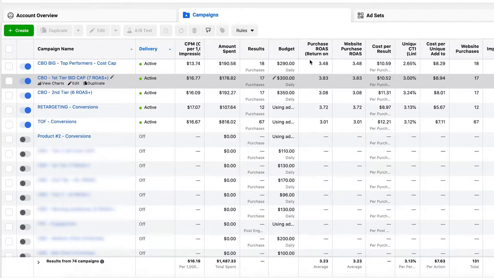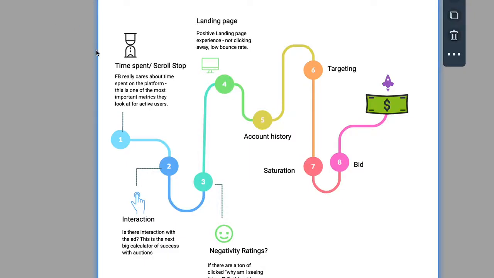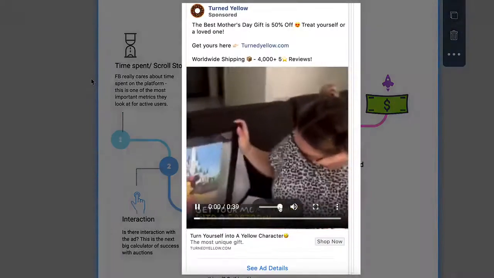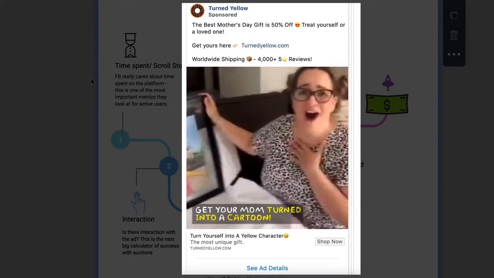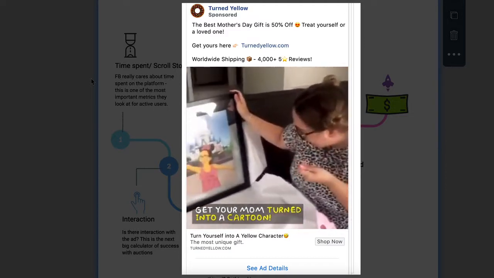So one of the first levers that Facebook looks at that's very important is time spent. Facebook really cares about how long a user spends on the platform, but it also cares whether or not this advertiser or this ad is engaging the user. So when you have a very engaging first 5 seconds of your video, yes, that is very important. That's why you hear a lot of people talk about that.